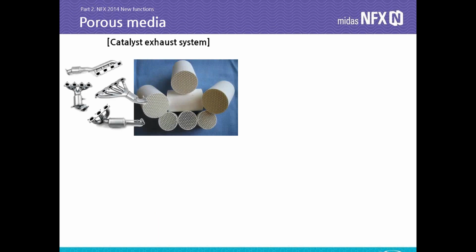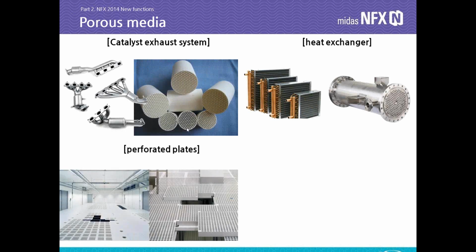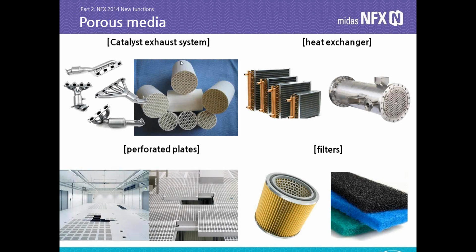Now the second type of improvement is the porous media that have been added. So porous media are useful if you have catalysts, exhaust system or heat exchanger or perforated plates or filters. So if you want to analyze all that, you need to use the porous media.